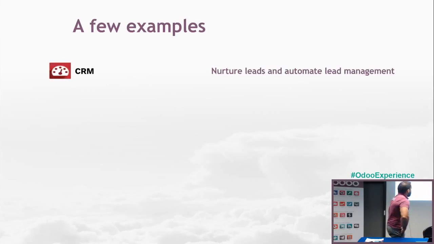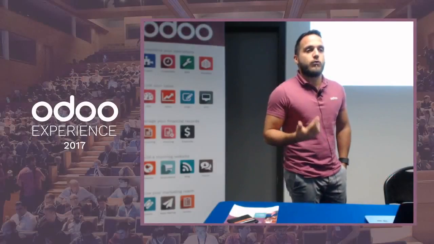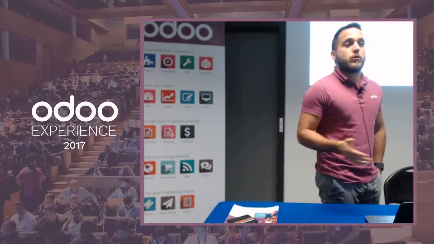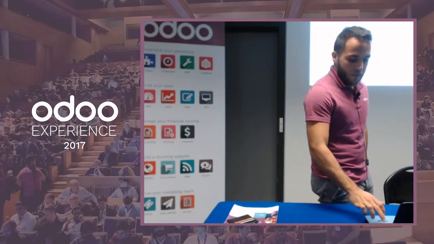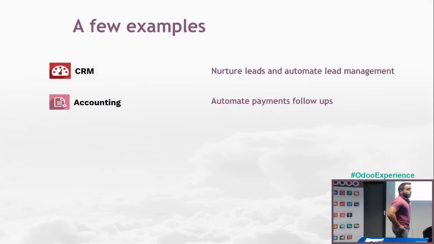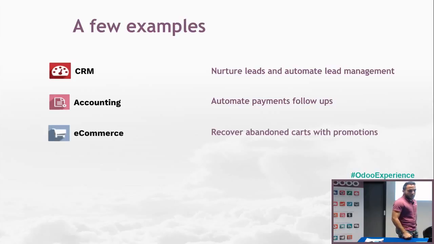So first one, you can use the marketing automation tool for its first usage, which is nurturing the leads and automating lead management, thanks to the integration with the Odoo CRM. Okay, so this is the basic usage of a marketing automation tool. But you can use it also with the accounting app to automate your payment follow-up as an accountant. You can use it also to recover abandoned carts with promotions.